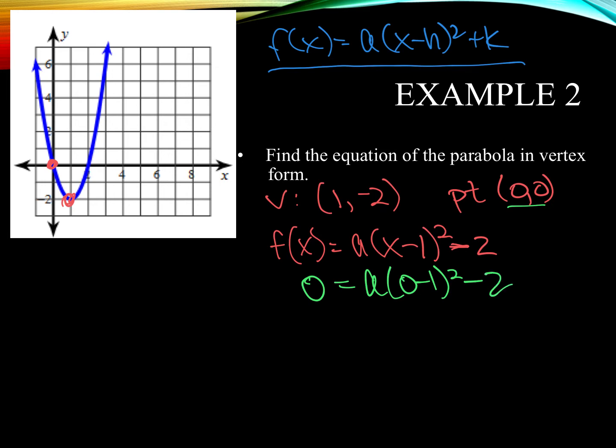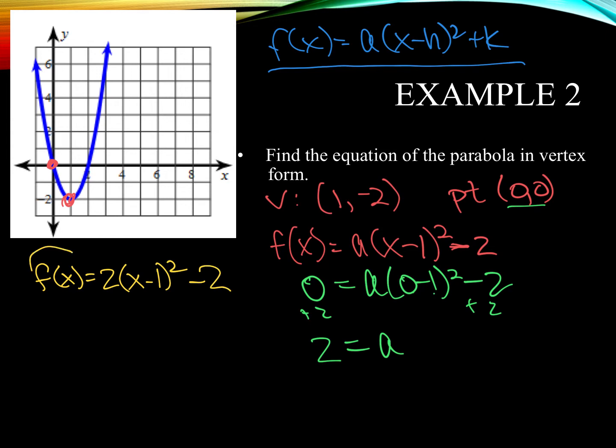If I try to get a by itself, I'll add 2 to both sides. So that gives me 2 equals 0 minus 1, which is really a negative 1, but if I square it, that's going to give me a positive, so I really have a equals 2. So now, if I write my equation, I really have f of x equals 2 times the quantity of x minus 1 squared minus 2. And this is the equation for the parabola that you see.